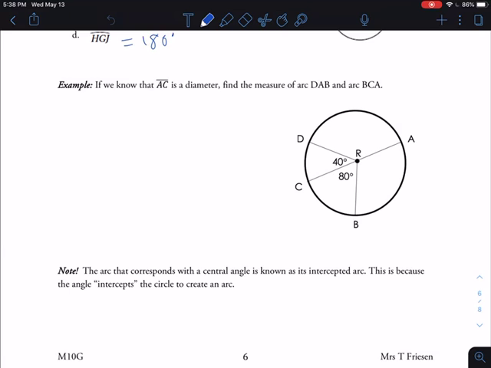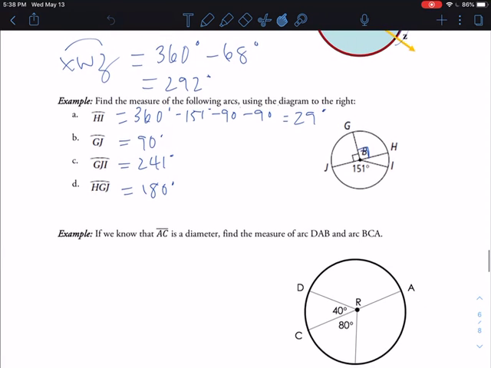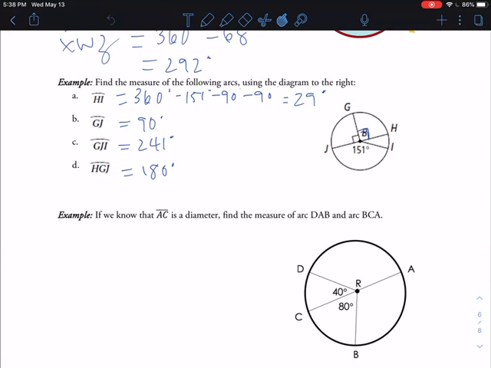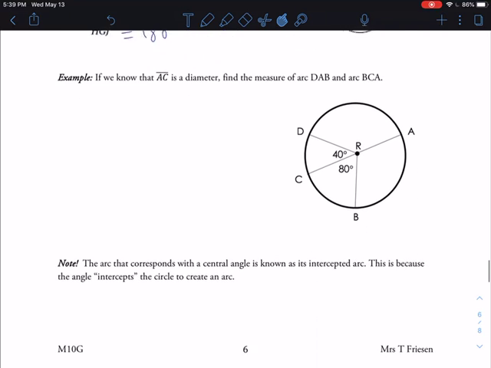Okay, so in this last example, if you watch this on 2 different days, just remember that we just did this example where we were trying to find the measure of certain arcs based on this diagram. If you had any issues with that, this is probably the hardest example of the lesson. Please feel free to message me.